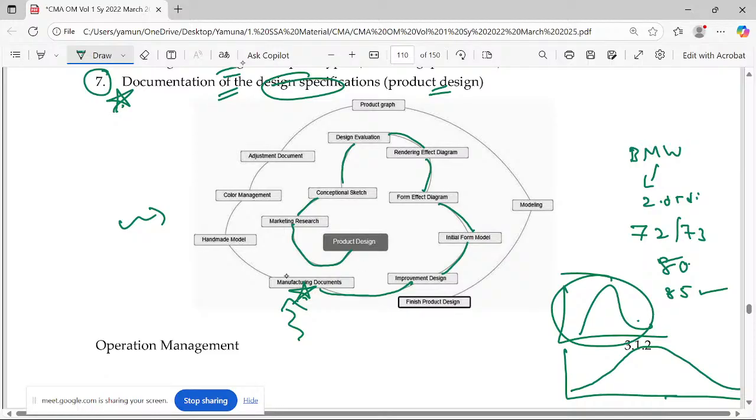So manufacturing documents is a very important stage, and then a handmade model will be done, which means miniature models also will be designed, and color management. Beautiful concept, color management. Color matters. What color do you like generally? Black color, white color. Actually, white color is a beautiful color. But even if a little garbage falls on it, it will show, right? How are you going to manage it? Don't know. So color management is a beautiful theme.